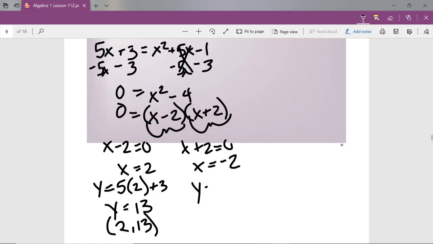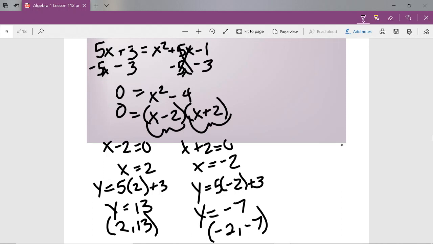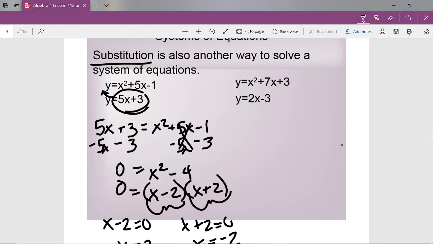And my other one, y equals 5 times negative 2 plus 3. That's negative 10 plus 3, so y equals negative 7. So I have another point of intersection at negative 2, negative 7. And we could, of course, plug that back into the quadratic to confirm. But by substitution, we can definitely prove that we have these two solutions. All right. And then we could do that for this one here.